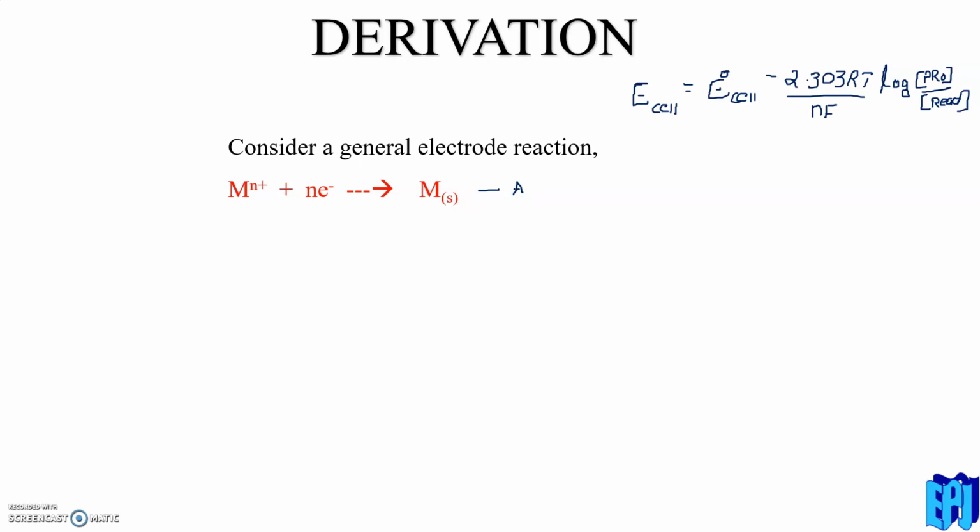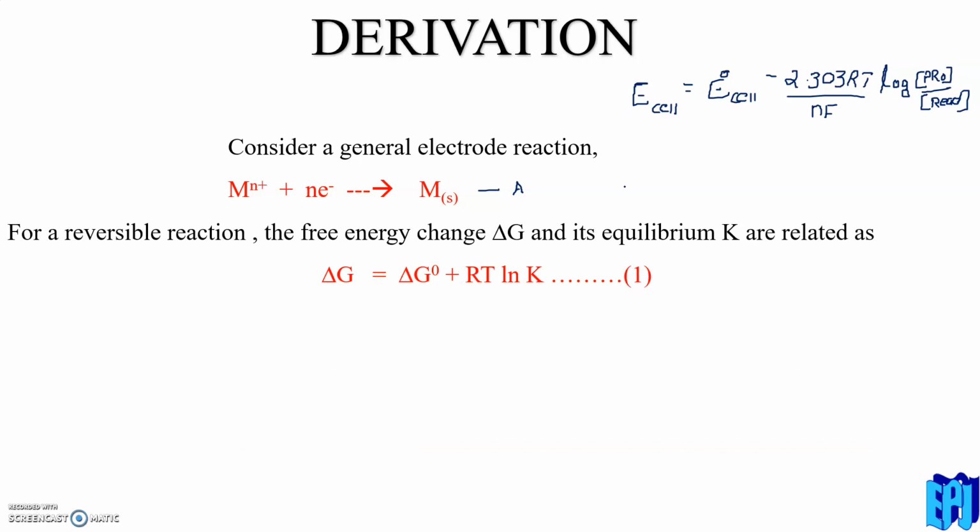Then we need a framework for this equation. For that, I consider the Van't Hoff reaction isotherm. Why? Because the Van't Hoff reaction isotherm is a relationship between delta G and the equilibrium constant K. This is for a reversible reaction, because most electrodes are considered reversible electrodes. So according to this, we can write the equation as delta G is equal to delta G0 plus RT ln K. This equation is known as the Van't Hoff reaction isotherm.